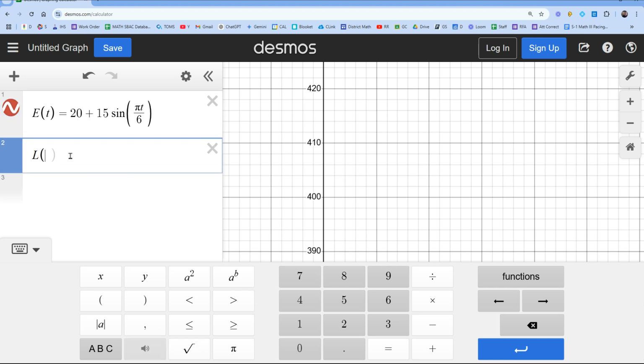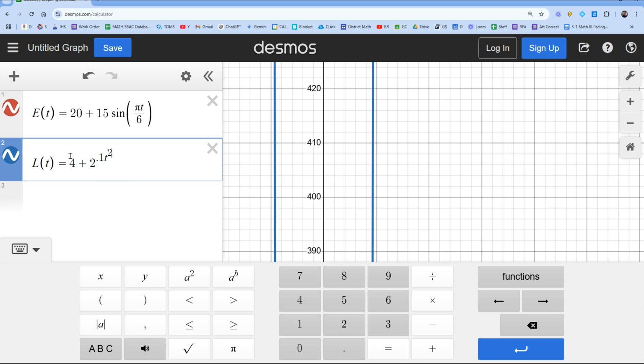Then the second equation, I'm going to do the same thing. 4 plus 2 to the exponent 0.1 t squared. Did I do that right? 4 plus t to the exponent 0.1 t squared. I like it. All right, now I can start answering it.